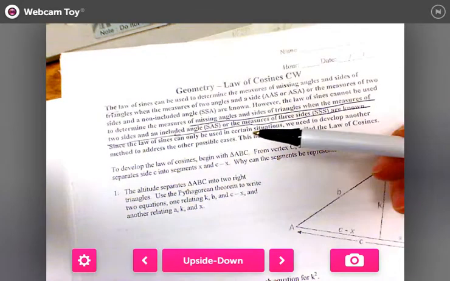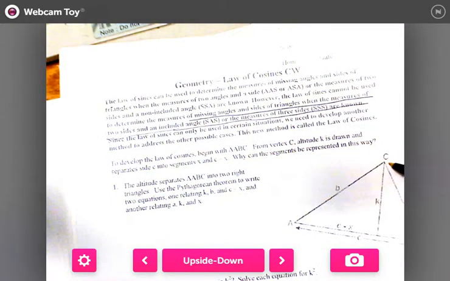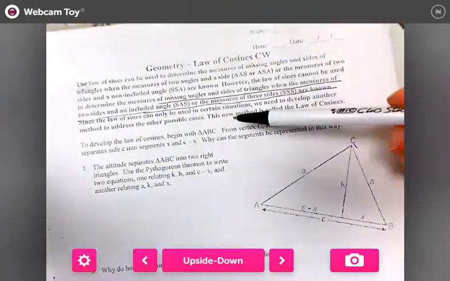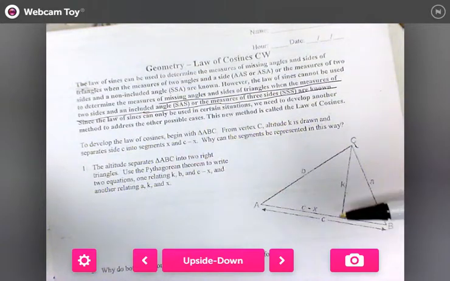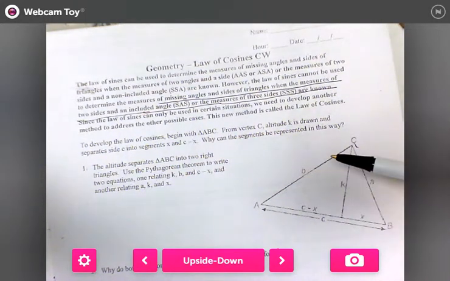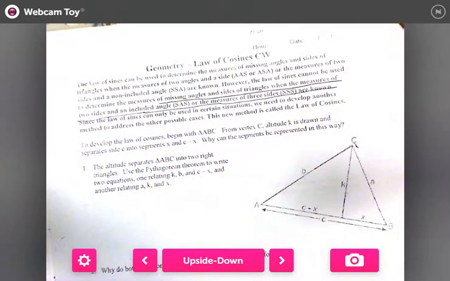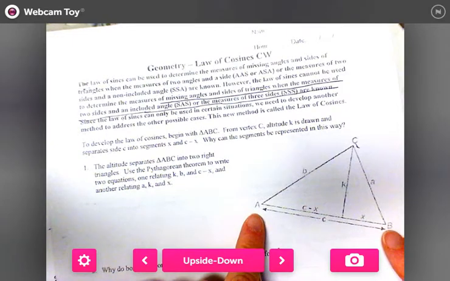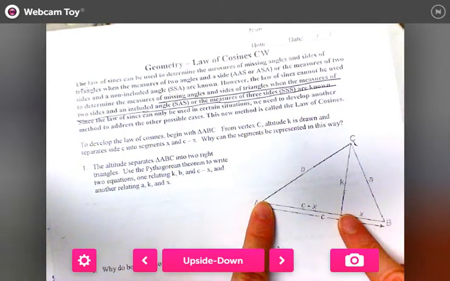To develop the law of cosines, begin with triangle ABC, this triangle right here, okay? From vertex C, we have the altitude drawn, that's K, and it separates the side into two segments, X and C minus X. Why can segments be represented this way? Why can I call this whole side C and say this is X and this is C minus X?